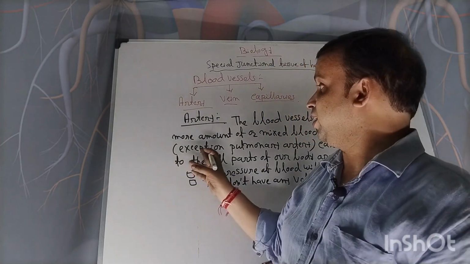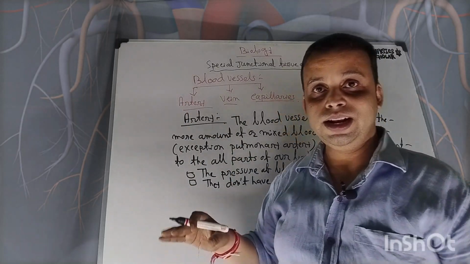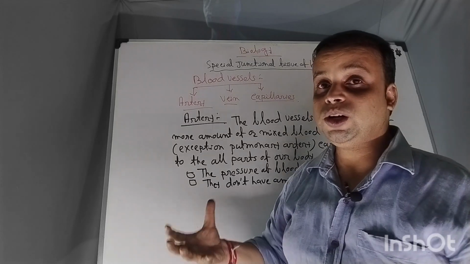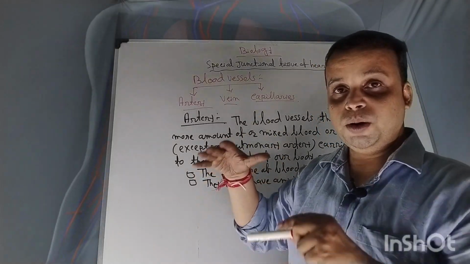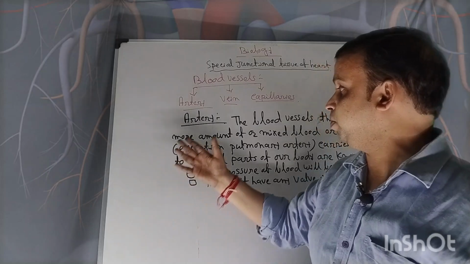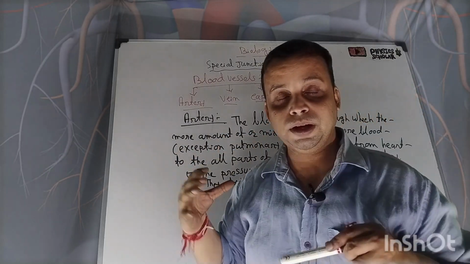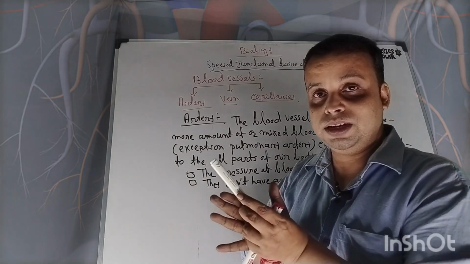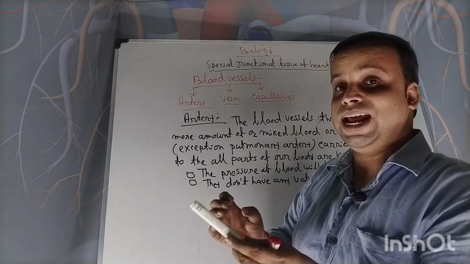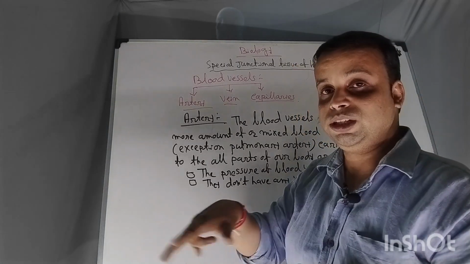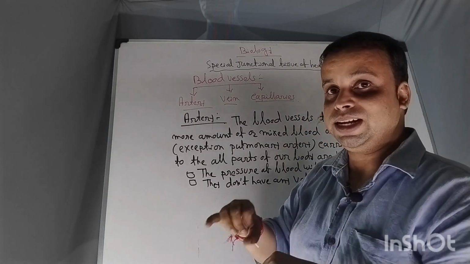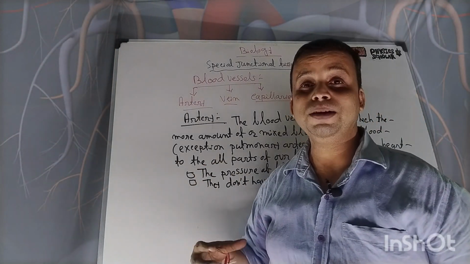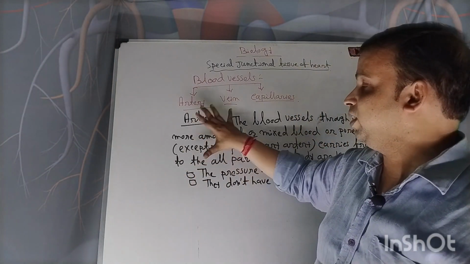And the radius of the arteries is more than the vein. Clear? So arteries are the blood vessels which basically carry oxygen-rich or pure blood from the heart to the different parts of our body, except the pulmonary artery. Clear? And the blood pressure through the artery will be more, and the wall of the arteries is such that it can handle the high blood pressure flowing through it. Clear? It doesn't have any valve inside it.